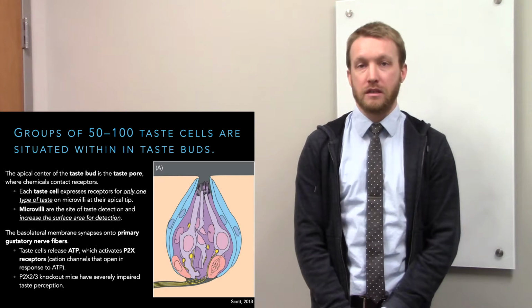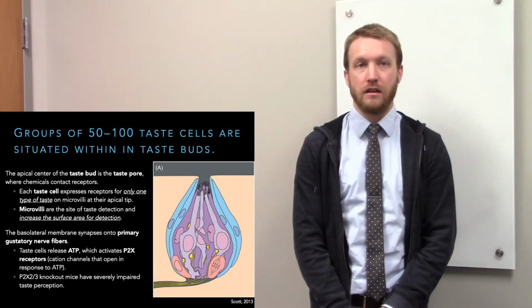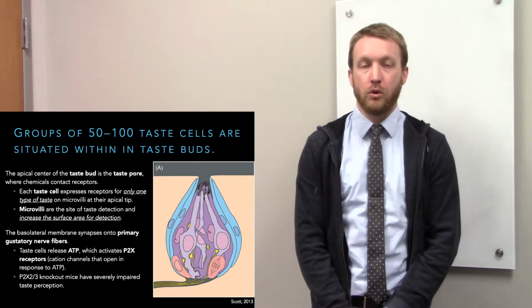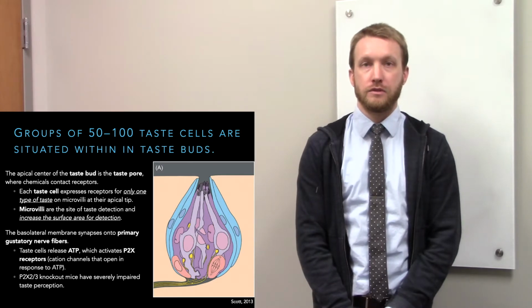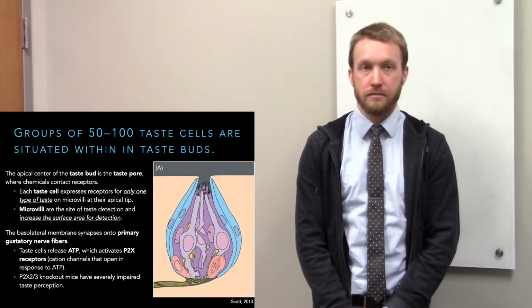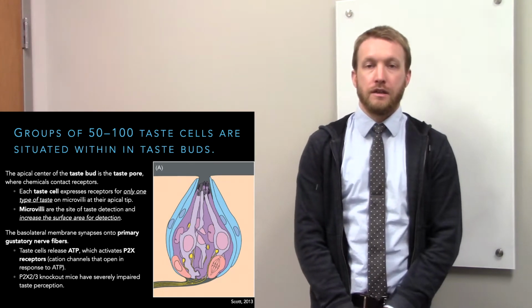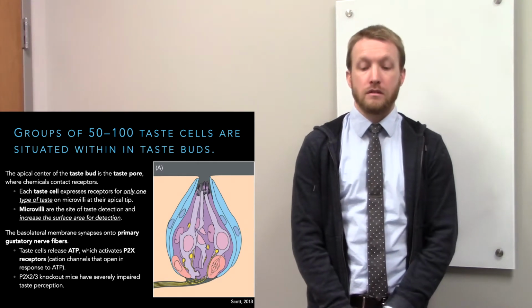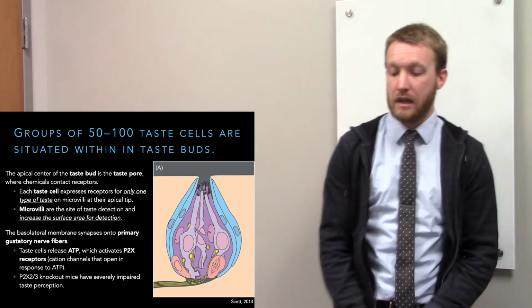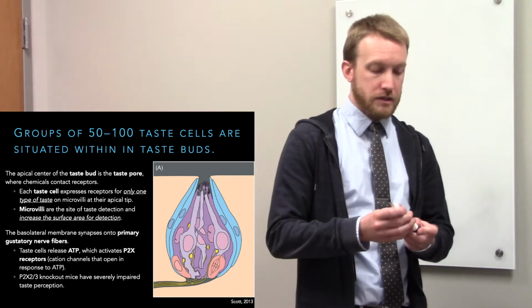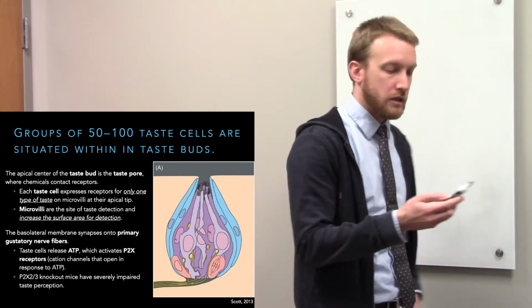So each one of those taste buds is going to have 50 to 100 different taste cells, so every taste will be represented. The taste bud is going to have a little pore there that allows chemicals to diffuse in and interact with the microvilli on the taste cells. Different receptors in the microvilli are then going to pick up tastants. The taste cell is going to spit out some ATP to stimulate the gustatory nerve. This is going to be a combination of the facial and glossopharyngeal nerve.